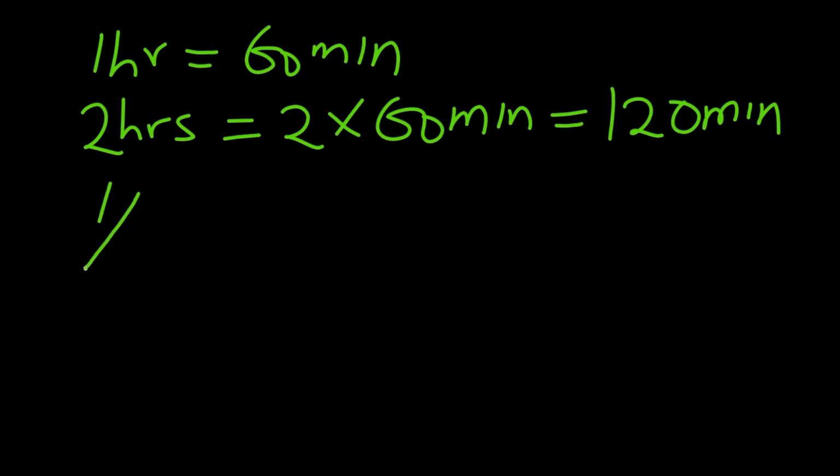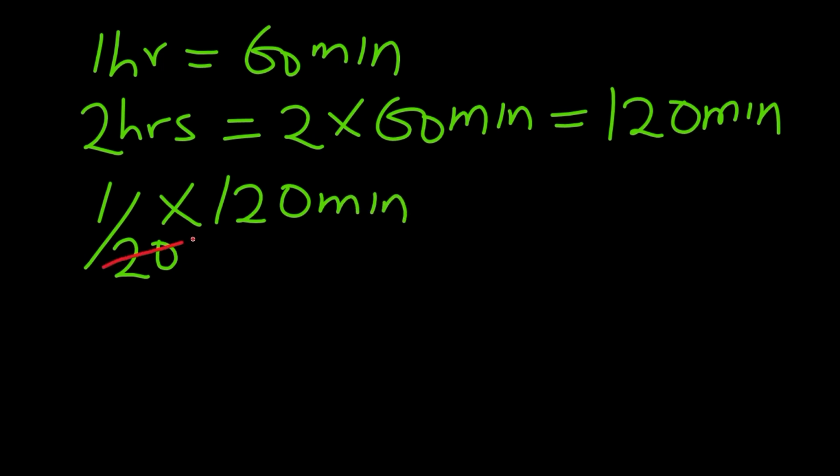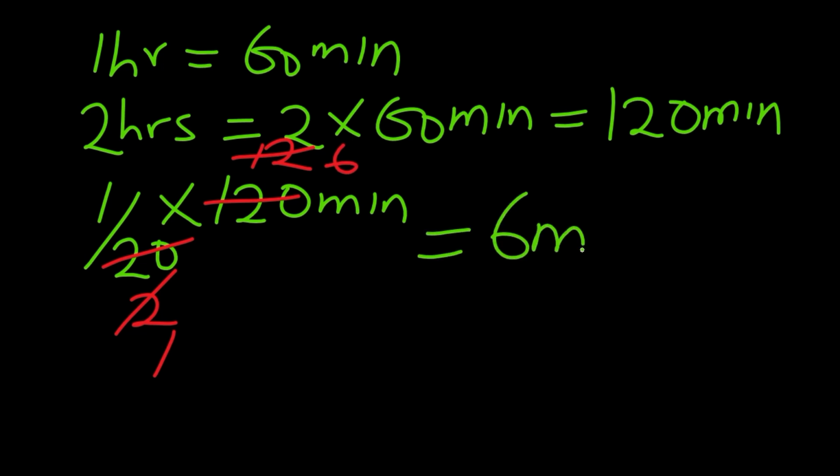Substituting, 1 over 20 times 120 minutes will simplify. 20 divided by 10 will give us 2. 120 divided by 10 will give us 12. Simplifying further, 2 divided by 2 is 1, and 12 divided by 2 will give us 6, equals 6 minutes. Therefore, 6 minutes is 1 over 20 of 2 hours in minutes.